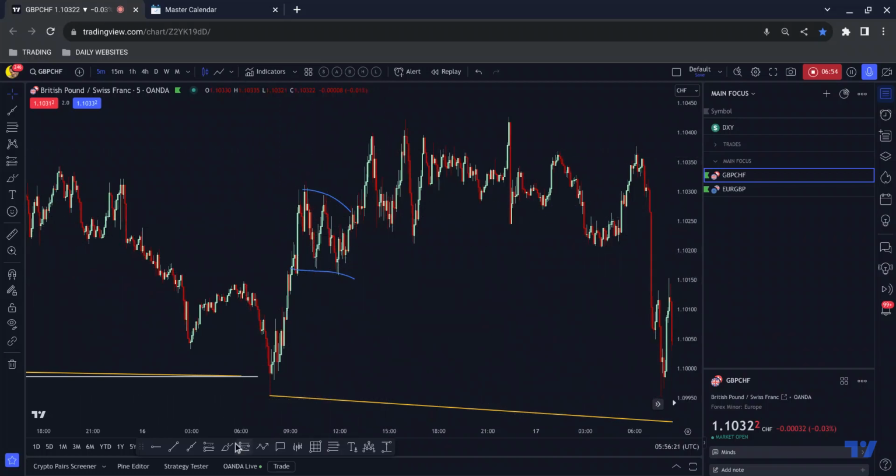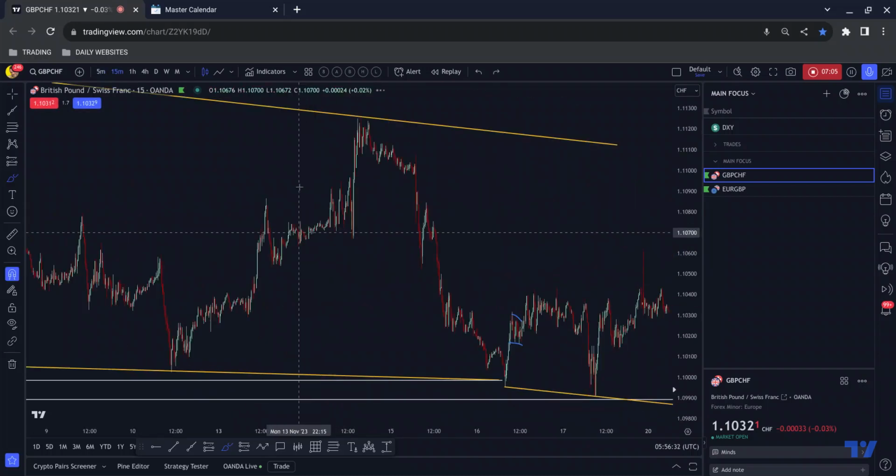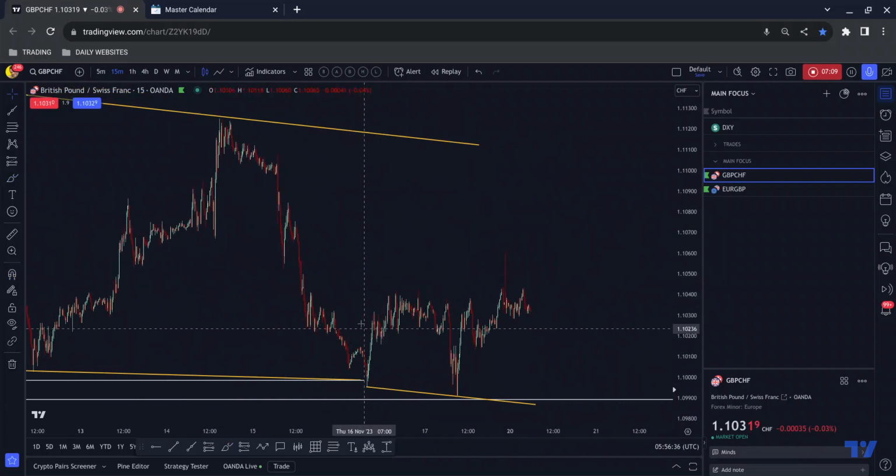There was no 1, 2, 3 in here. That gave me a clue based on the testing that I've done, the hundreds, perhaps thousands of hours of testing, that we were going to move sideways, and that's why I didn't take that trade. I didn't get long on the break of that flag or within it.